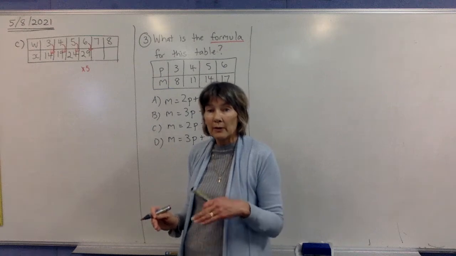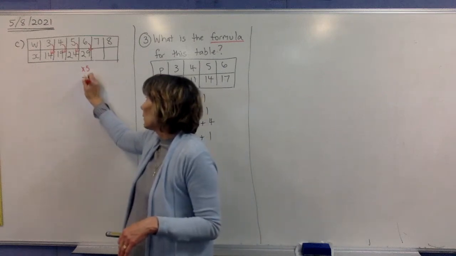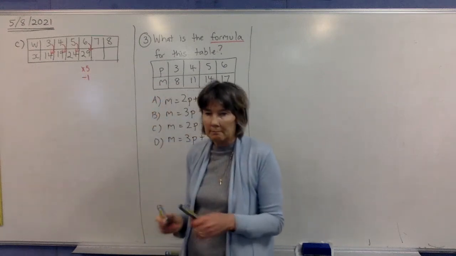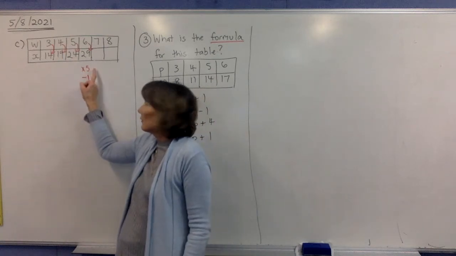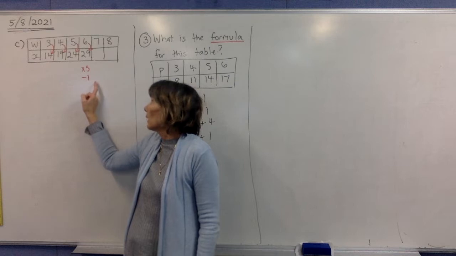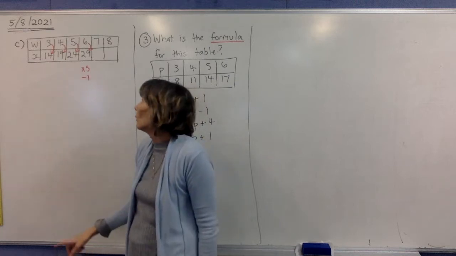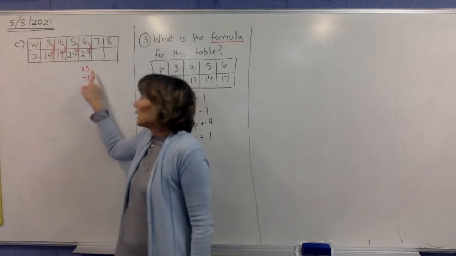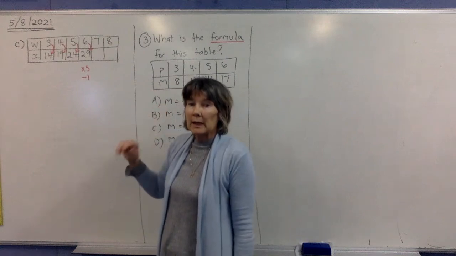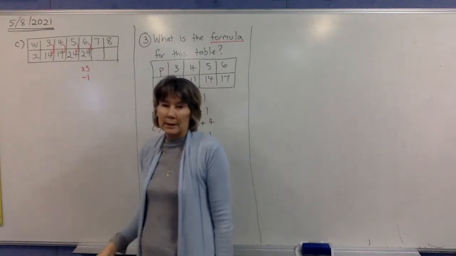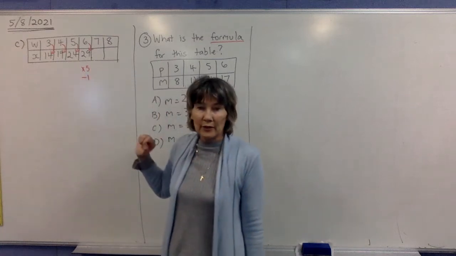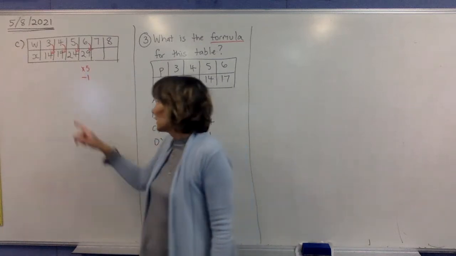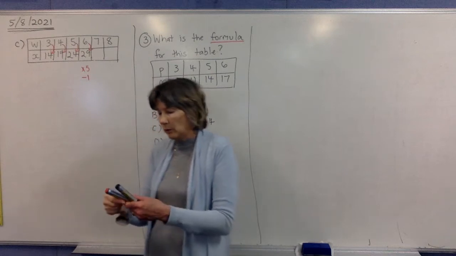So if I times by 5, I get 30. Then if I take 1 off, I will get 29. Let's see if it works for the others. 5 times 5 gives you 25. Take away 1, it does give you 24. Next one, the 4. Times by 5, you get 20. Take away 1, you do get 19. Number 3, times by 5, you get 15. Take away 1, you get 14. So it does work on all of these.